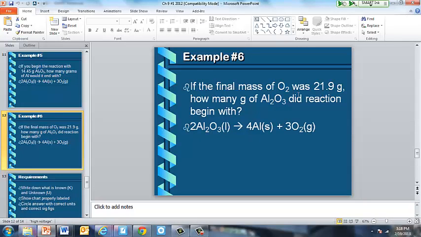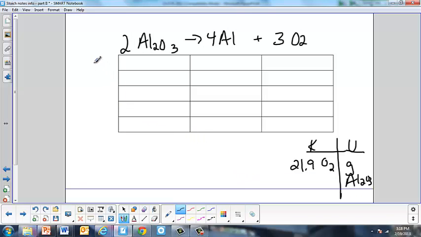We had final mass was 21.9 grams of O2. How many grams of aluminum oxide did the reaction begin with? Okay, so I'm going to have G for grams. I got my table all set up here, so I just rewrote my balanced chemical reaction one more time. G for grams, MM for molar mass, moles, change, and X.